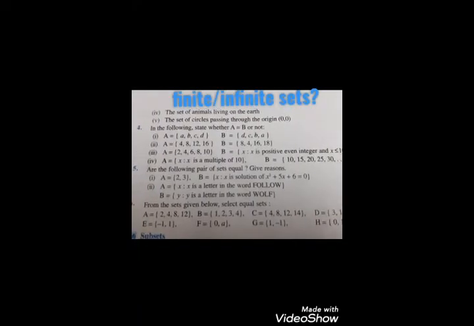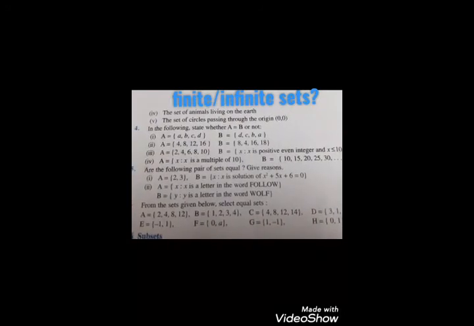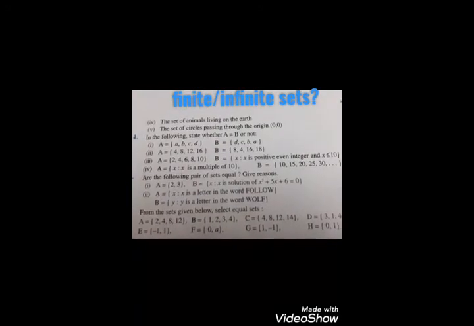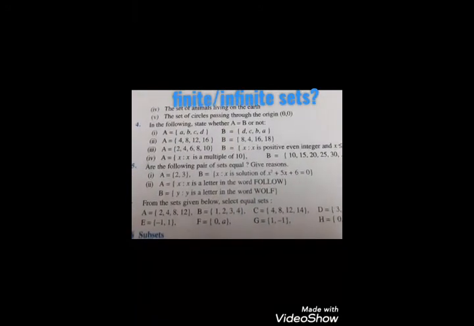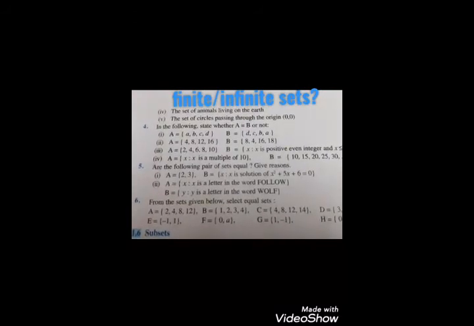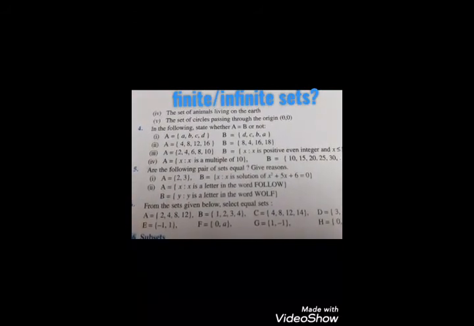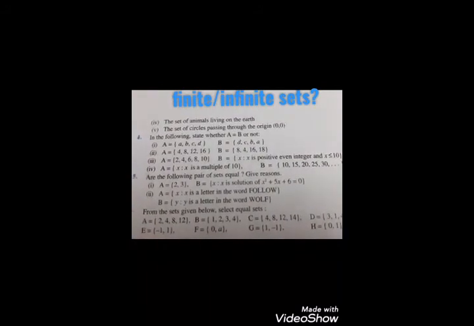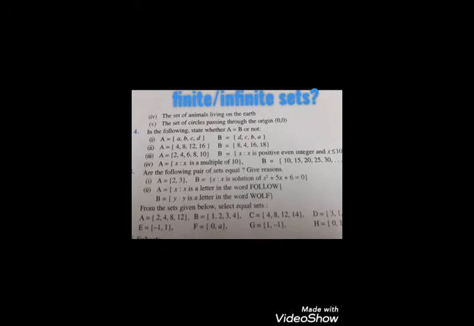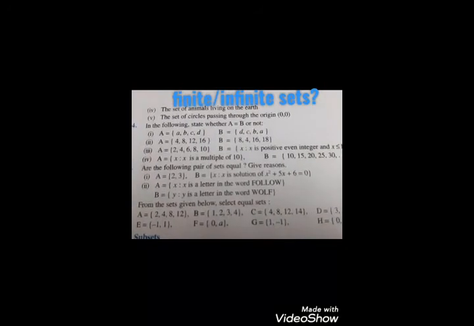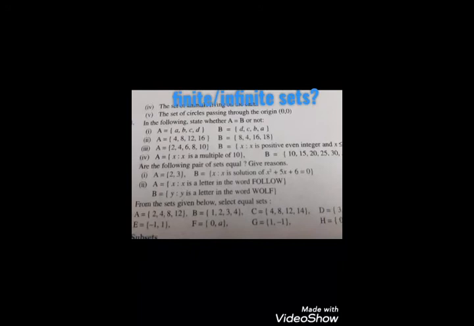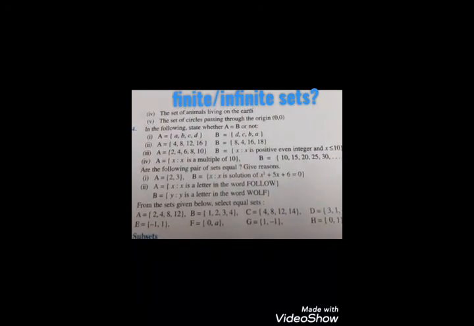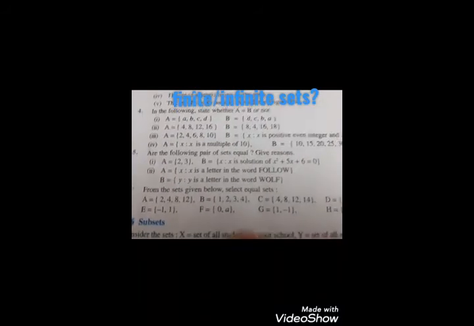The next part of this question is the set of animals living on the earth. Which type of animals is not mentioned, but we can list all the types of animals, like domestic animals, wild animals, water animals, etc. So we can count all the types of animals; it means we can count how many there are. So it is an example of a finite set. But the next one is the set of circles passing through the origin, that is (0, 0). (0, 0) is called the origin.